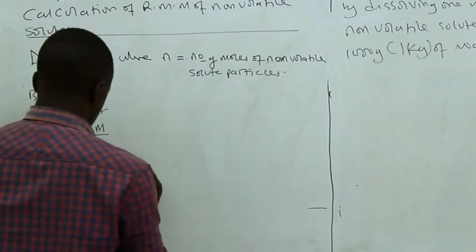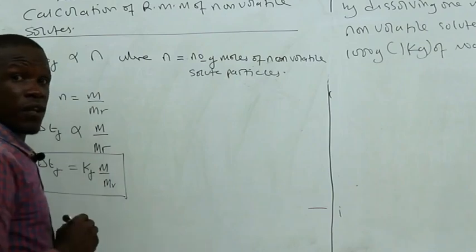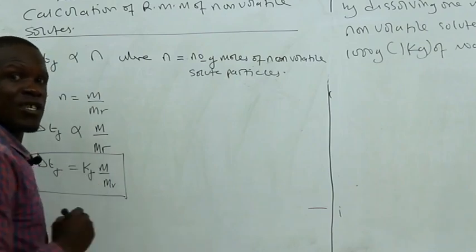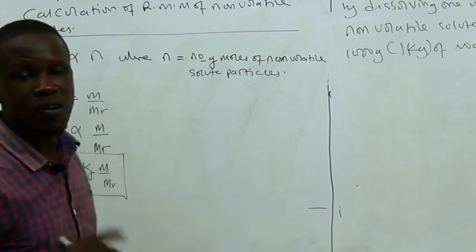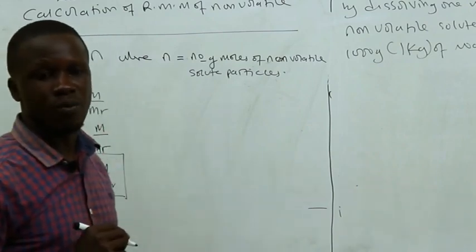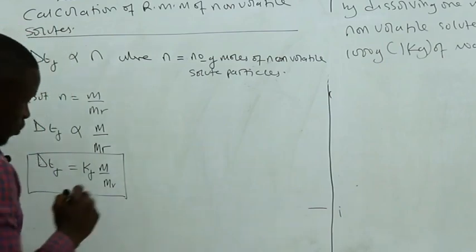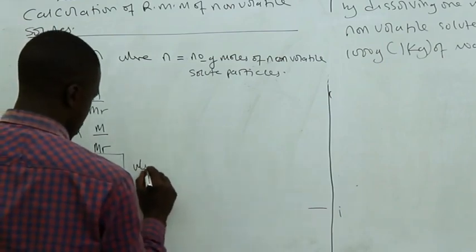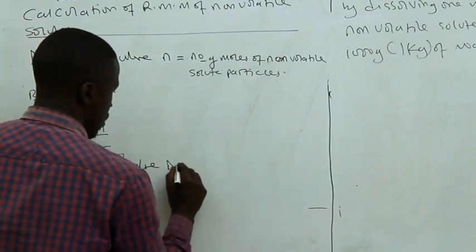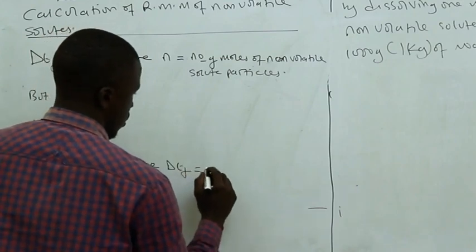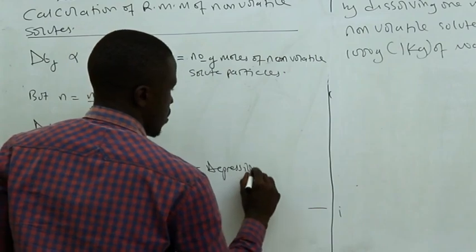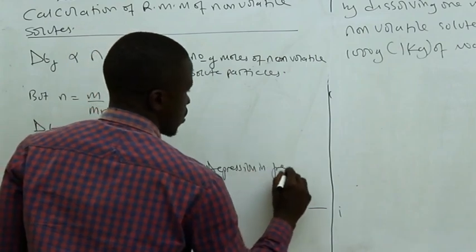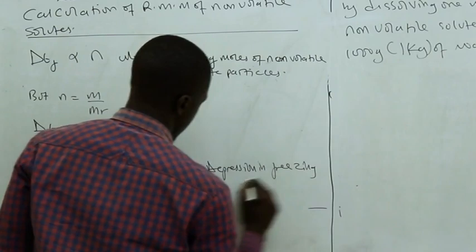Now, this formula here is given in many books, but is not used to calculate molecular mass. We normally want answers from first principles. So this one here, we can see that where dTf is the depression in freezing point.